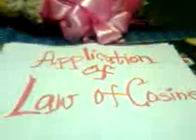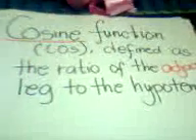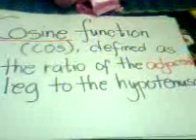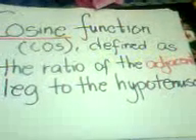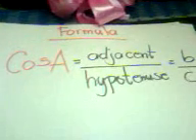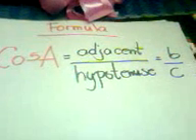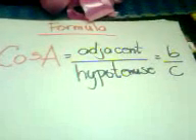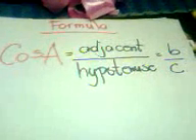This video is about the application of the law of cosine. From the Pythagorean theorem, the cosine function is defined as the ratio of the adjacent leg to the hypotenuse. The formula of the cosine is cosine A is equal to adjacent over hypotenuse, or b over c.